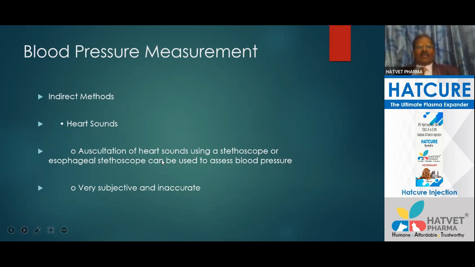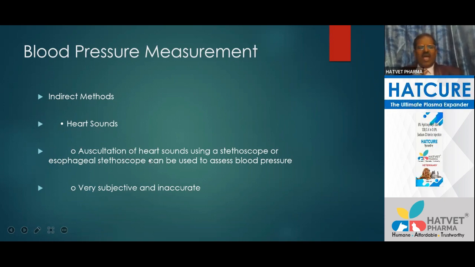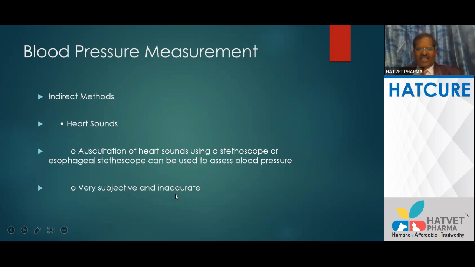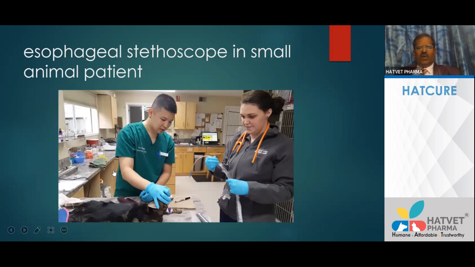There are indirect methods and direct methods. In the indirect method, even the heart sound gives you a clear idea about the animal's status. Auscultation of heart sounds using a stethoscope or esophageal stethoscope can be used to assess the blood pressure, but it is a very subjective and inaccurate method. Esophageal stethoscope in small animal practice. You can see in this video, it's not playing. Check that.